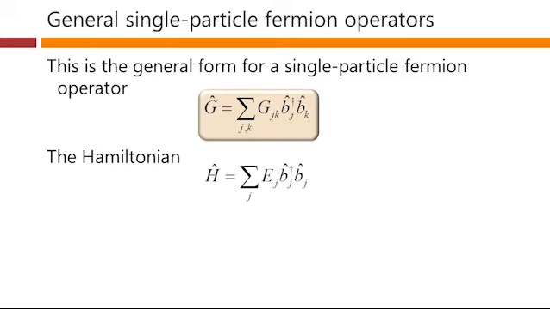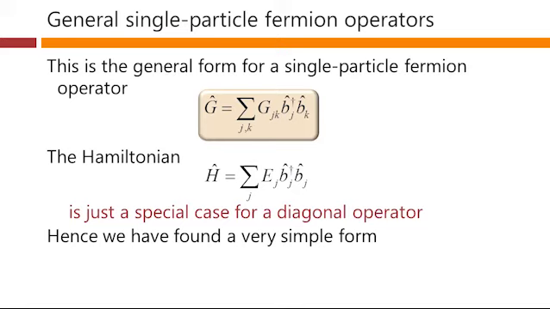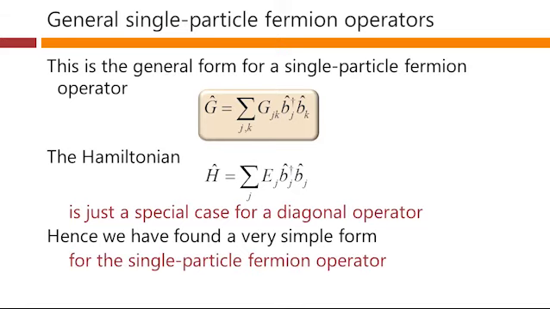The Hamiltonian that we looked at before is just a special case for a diagonal operator, that is an operator that's expressed on its own eigenfunctions, and then all the off-diagonal terms disappear because all of these off-diagonal integrals, that is, those with j not equal to k, would disappear. Hence, we find a very simple form for the single particle fermion operator, valid for any number of fermions. That's the point. This will work no matter how many fermions we're talking about in the system.